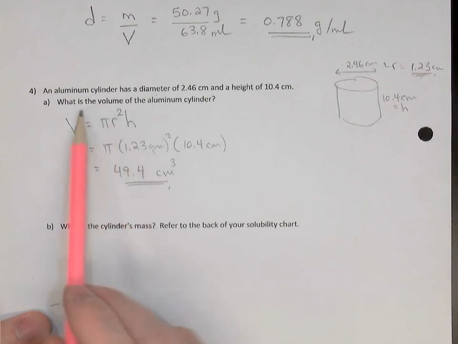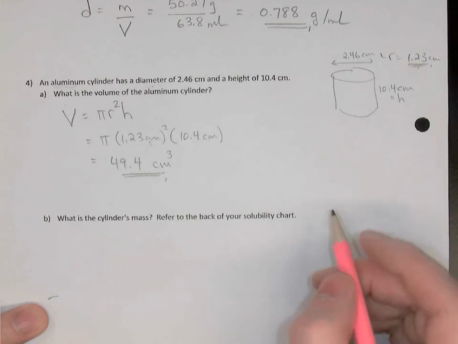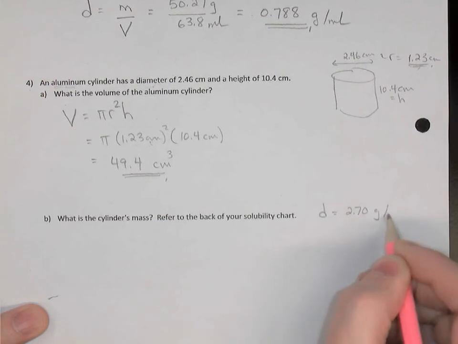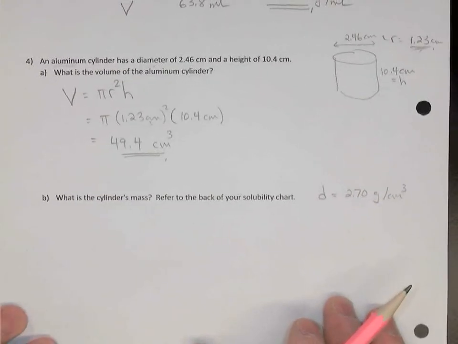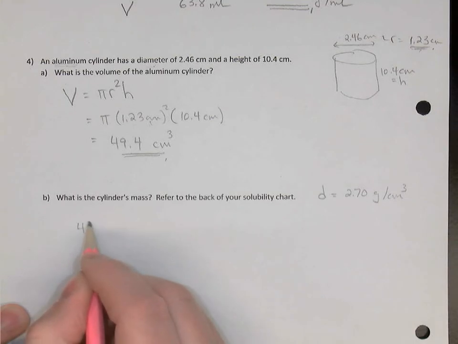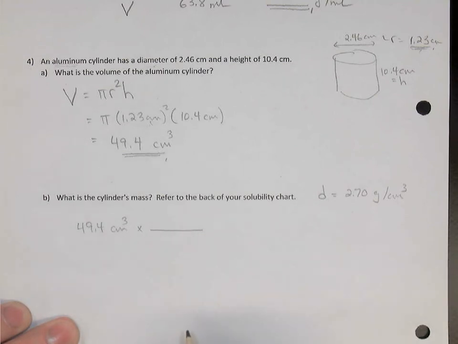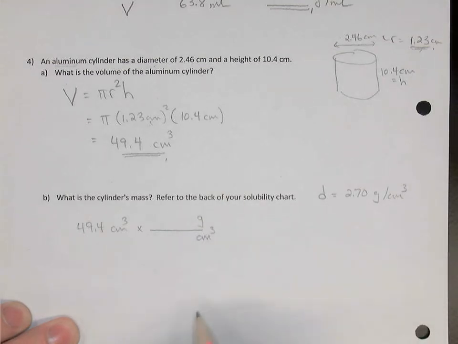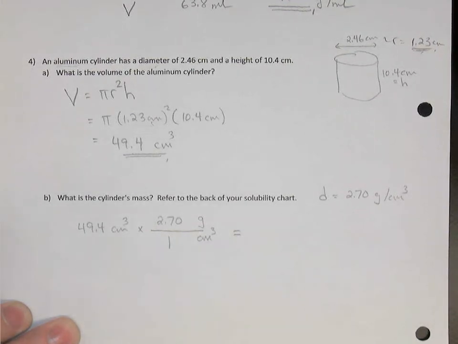Now this cylinder was made of aluminum, and if we look on the back of the solubility charts again in our science booklets, we know the density of aluminum is 2.70 grams per cubic centimeter. So what is the mass of the cylinder? Well, to do that, we'll just take our volume, 49.4 cubic centimeters, and we'll use that density again as a unit multiplier. So we'll get rid of the cubic centimeters, and we'll switch to grams. 2.70 grams per cubic centimeter, so 49.4 times 2.7.